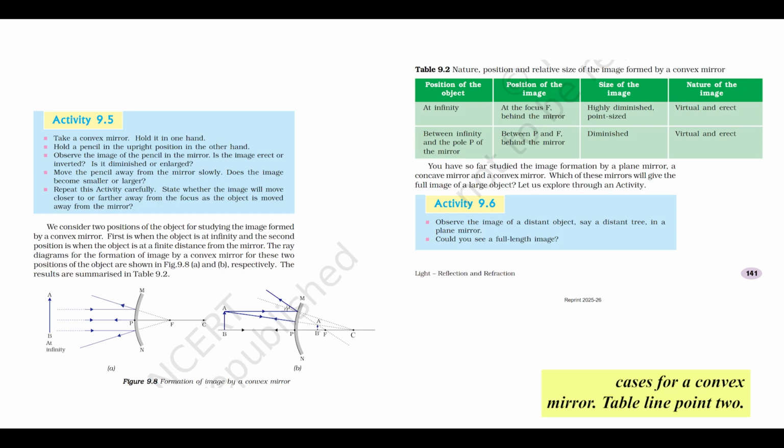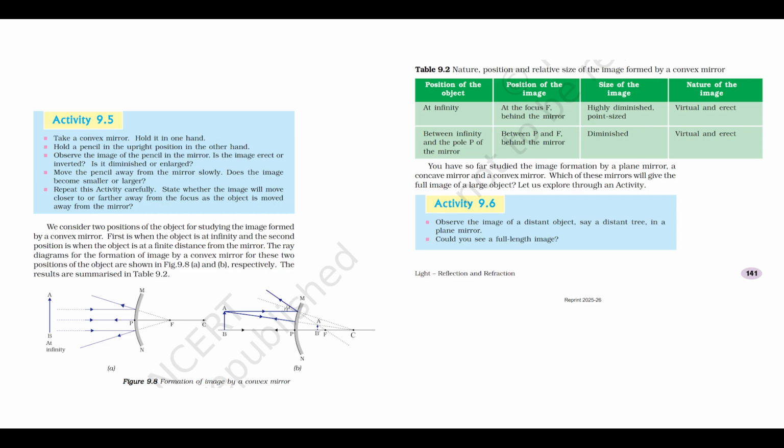Let's look at the 2 main cases for a convex mirror. Table 9.2. Object at infinity. Parallel rays come in. Where do they appear to diverge from after reflection? From the focus, F, behind the mirror. Correct. Image formed at F, behind the mirror. It's highly diminished, point-sized, virtual, and erect. Object anywhere between infinity and the pole P. This covers every other possible position. The image is always formed between P and F, behind the mirror. It is always diminished and always virtual and erect.